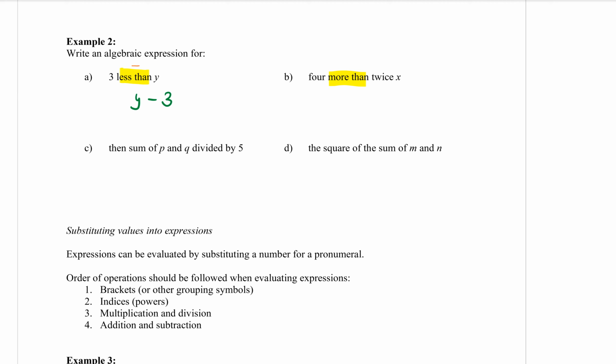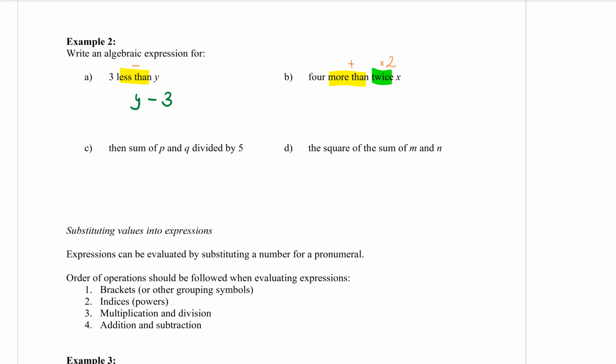Plus, that's right. So 4 more than twice x. So there's another word in there. What do you think the word twice is going to mean? Times. Timesing by what? 2. Yeah. So timesing something by 2. Very good.